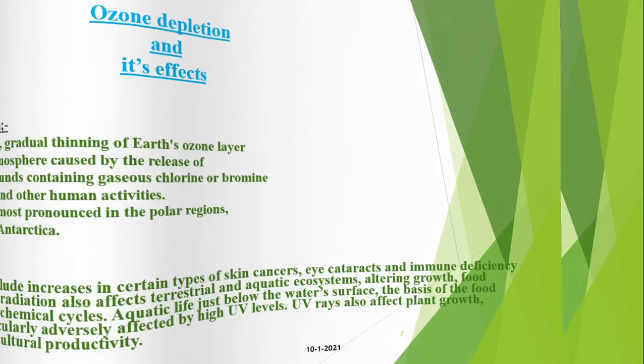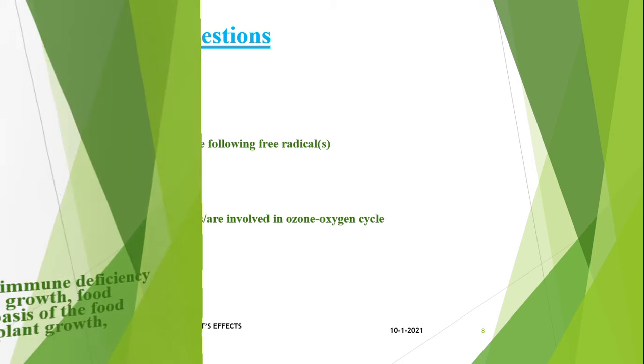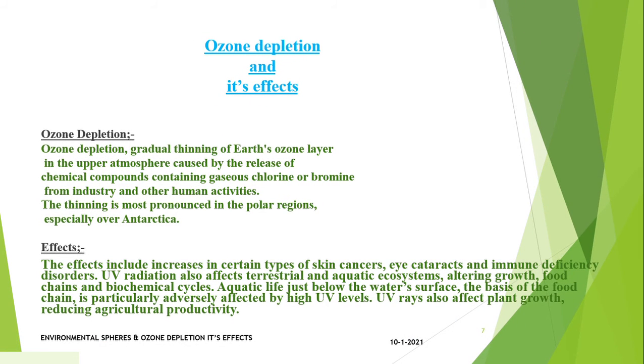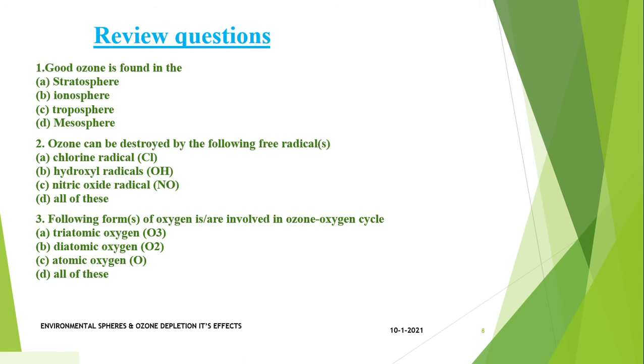The UV rays further alter growth, food chains, and biochemical cycles. Aquatic life just below the water surface is affected. UV rays also affect plant growth, reducing agricultural productivity, which can lead to food shortage in the near future also.